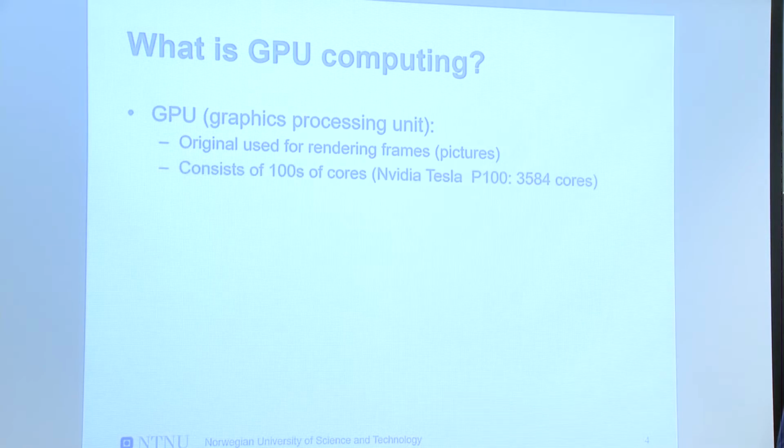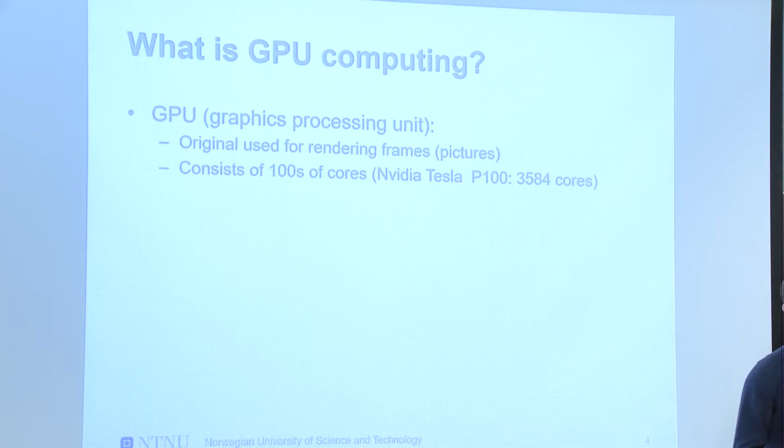They have hundreds of cores. That is why people started to think about using them for calculations as well. The Tesla P100, which is based on the latest NVIDIA GPU generation, has, for example, 3,500 cores. And 3,500 cores compared to 12 cores in a CPU, that is a huge difference.